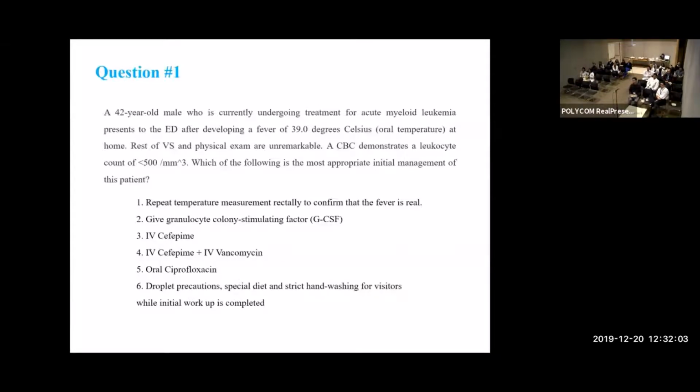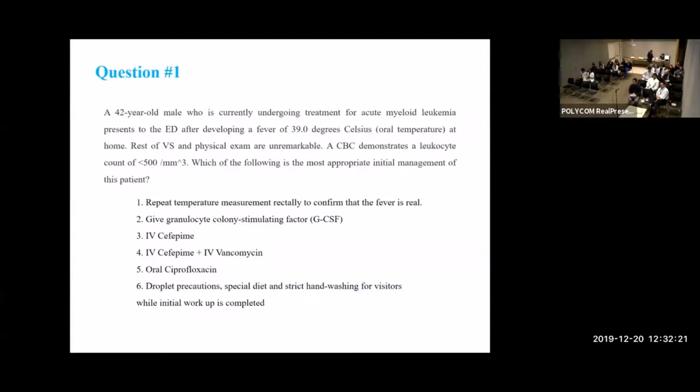What about number two? How about IV cefepime? How about IV cefepime plus vancomycin? Okay, oral cipro. And what about wait and see what's going on with this, droplet precautions and all the other precautions?